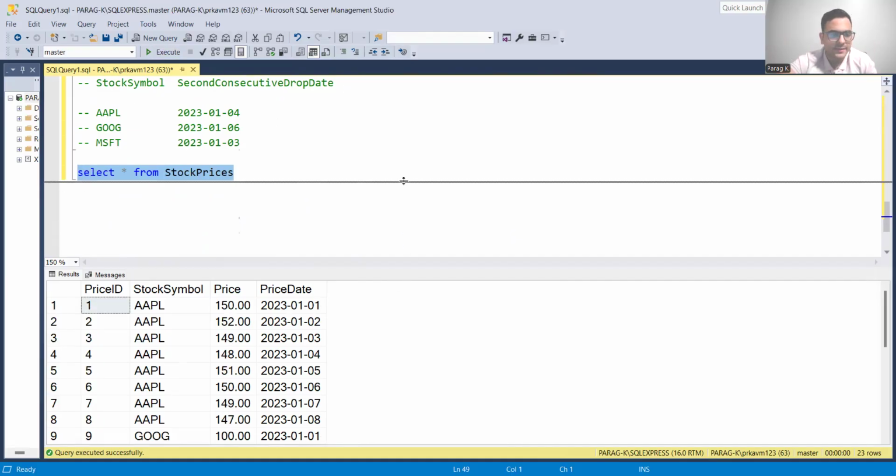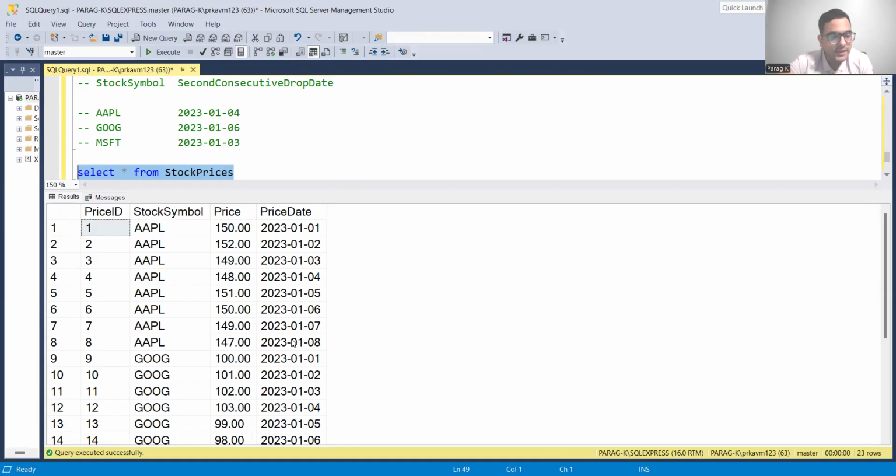So what are we looking at, and what do we really want? We are basically looking for cases in which the price has fallen for the second time. Let's look at Apple here. Look here: 150, 152, 149. This is an increase, so this is completely out. 152, 149, 148. You know why this is good? Because it has fallen for the second time. First time fall, second time fall. And this is what you're looking for, right?